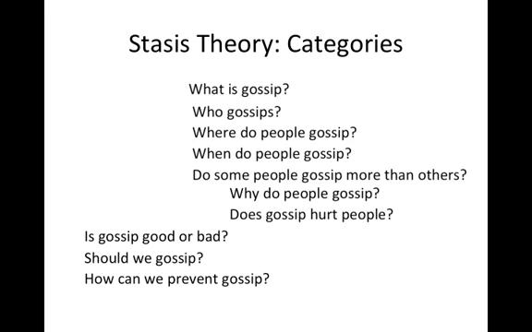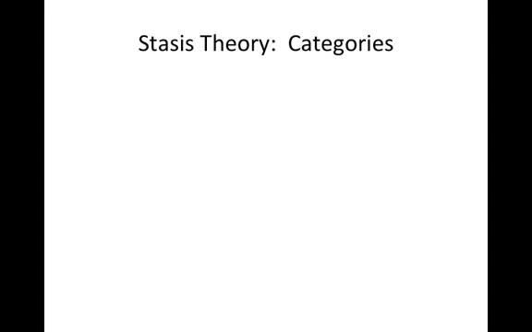Some questions, or at least one of them here, is a question of value. Is gossip a good thing or a bad thing? And then the last two seem to really be about the kinds of actions that we might take about this concept. Should we gossip? How can we prevent gossip? So what we've really done is just put these questions into categories that align with the categories of stasis theory.